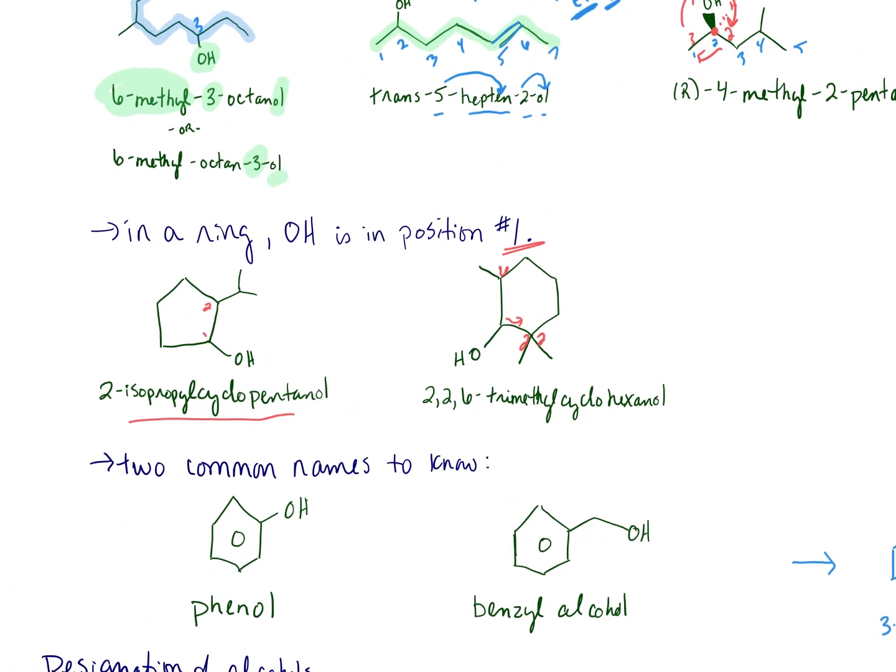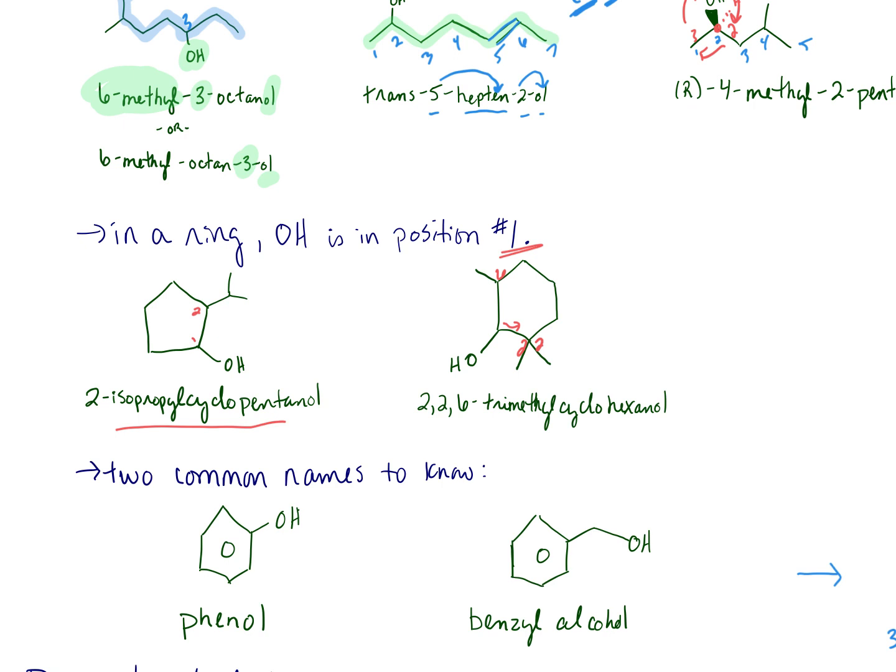There are 2 common names to know that we use quite frequently, but actually this is used in IUPAC nomenclature as well. So this is known as phenol. Now it's really easy to confuse that in language terms with something very similar, a phenyl group. So I overpronounce the OL on purpose. I call this phenol. That is different from a phenyl group. So phenol has an OH. Benzyl alcohol is one that just has a carbon right there. That's the only real difference.